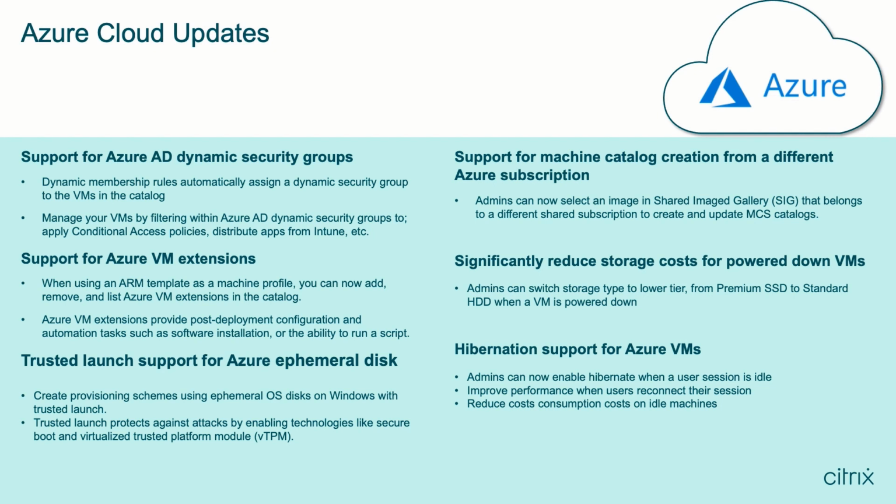And to save costs, we've got two new enhancements for Azure. The first is storage tier switching, so that powered off VMs can switch to standard disks when not in use. And we're also enabling hibernation support for idle sessions, which is a welcome enhancement that minimizes resource consumption.